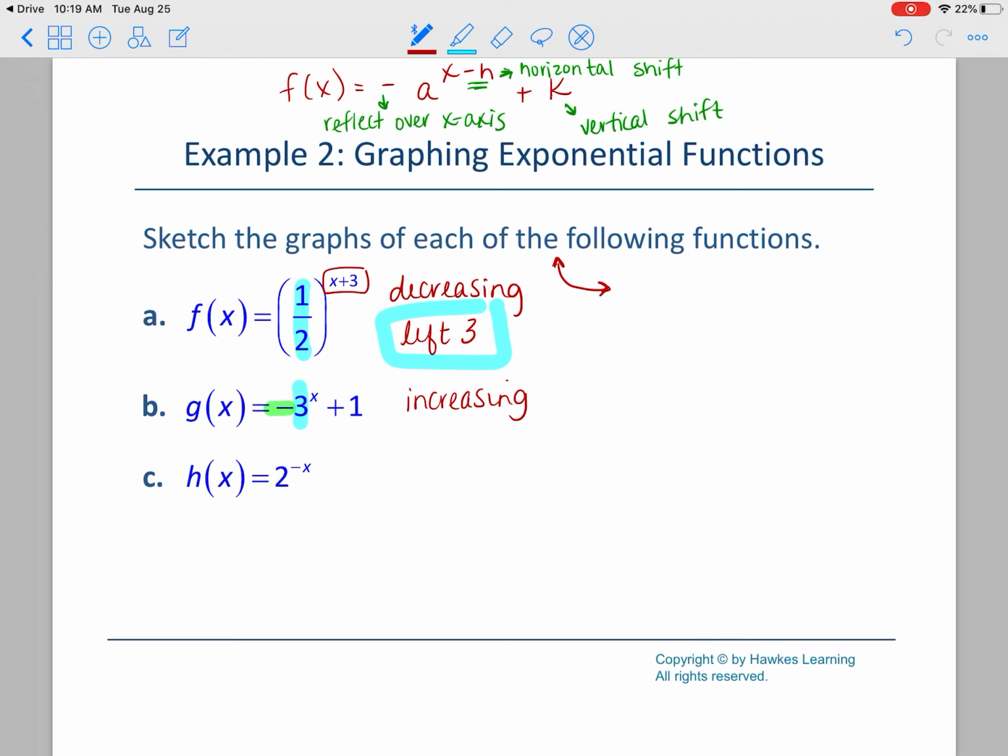But the negative sign makes it reflect over the x-axis. And then nothing's being done with x, so I have no horizontal shift. But I do have a +1 out here on the end, which is my vertical shift. So this thing is going up 1 unit. Now, let's look at the graph.